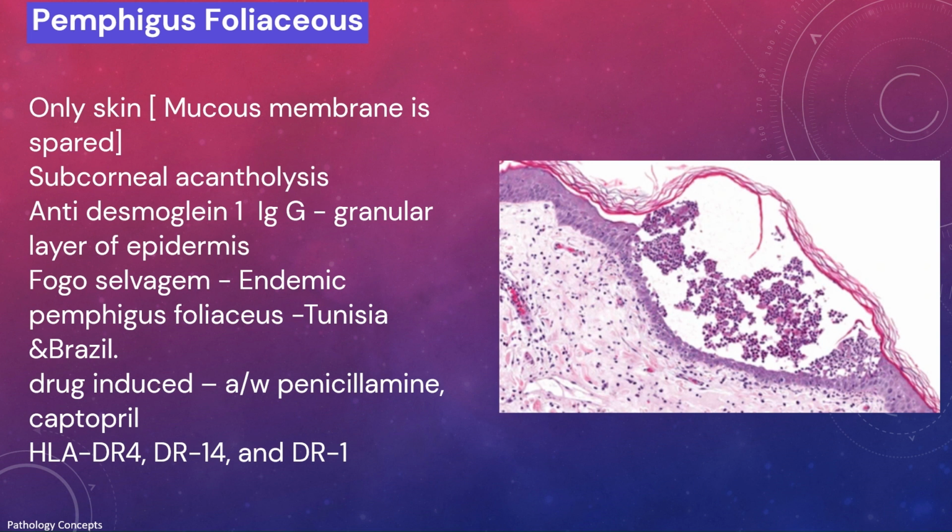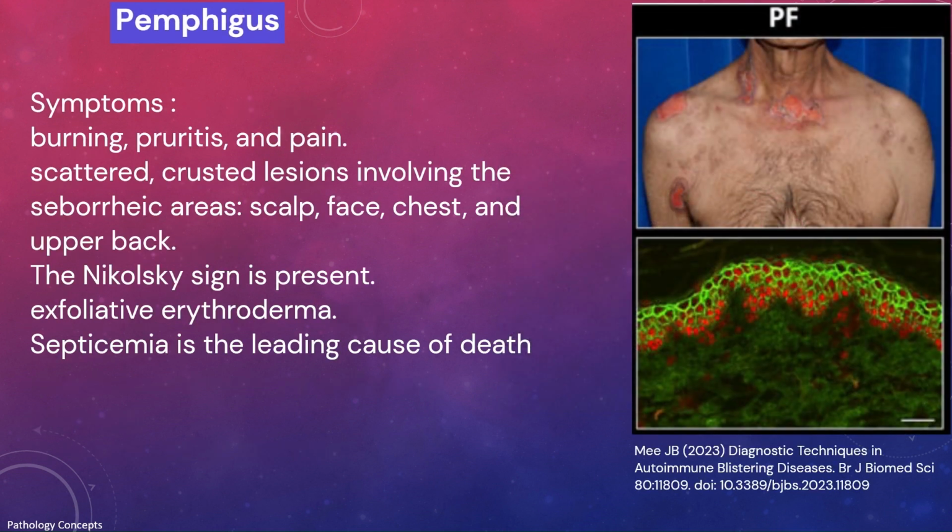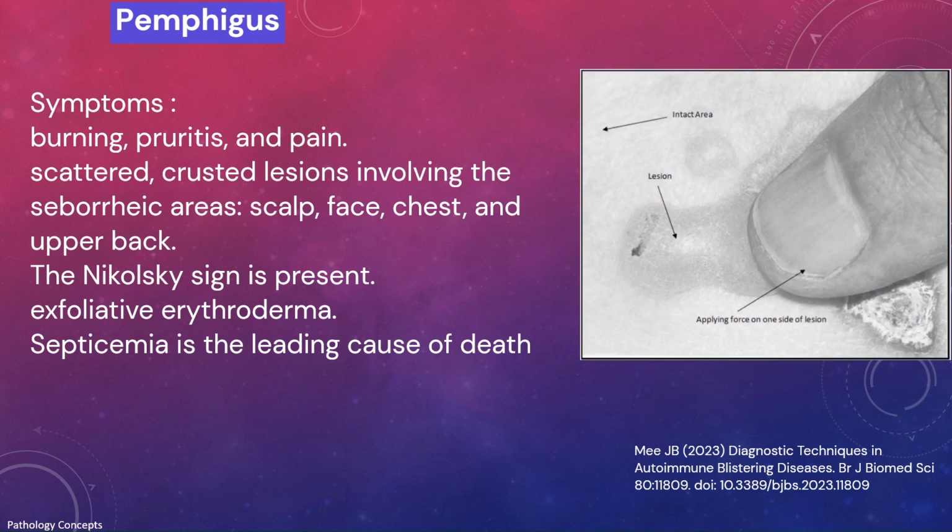HLAs associated with Pemphigus foliaceous are HLA-DR4, DR14, DR1. Symptoms include burning, pruritus and pain. There are scattered and crusted lesions involving seborrheic areas such as scalp and face. The Nikolsky sign is present.